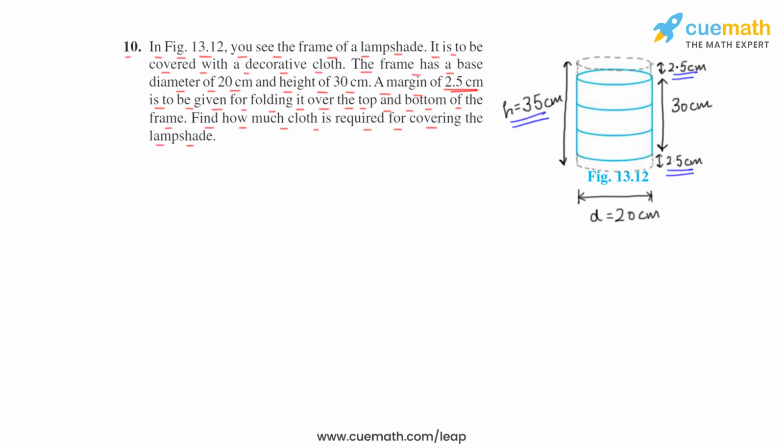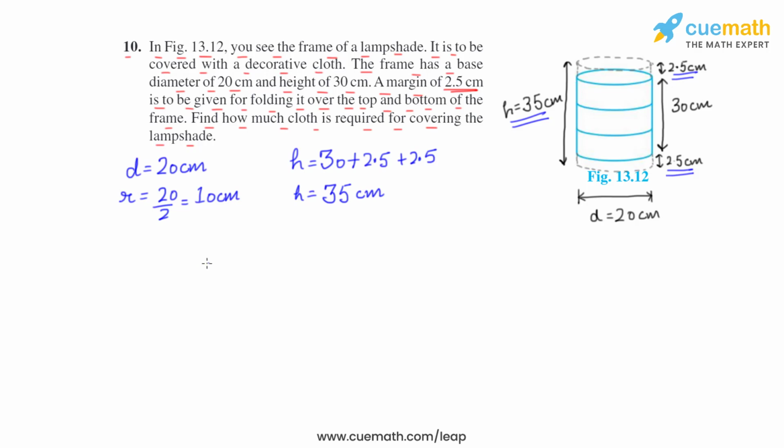So let's write this. Diameter is given as 20 centimeters. It means radius will be 20 by 2, which is equal to 10 centimeters. Next, they have given that height will be 30. 30 is the height of the lampshade frame, and then for margins 2.5 extra on the top plus 2.5 extra on the bottom. So the height of the cloth required comes out to be 35 centimeters.